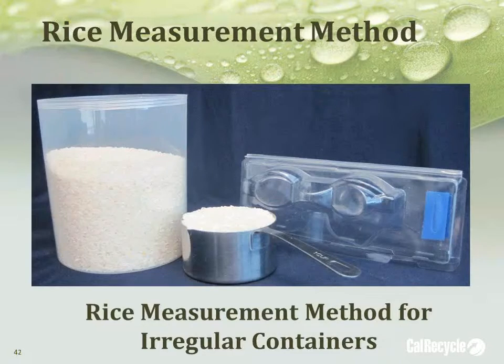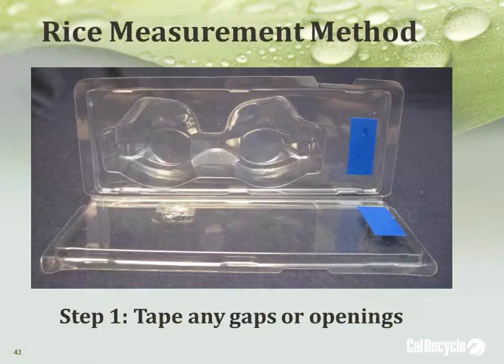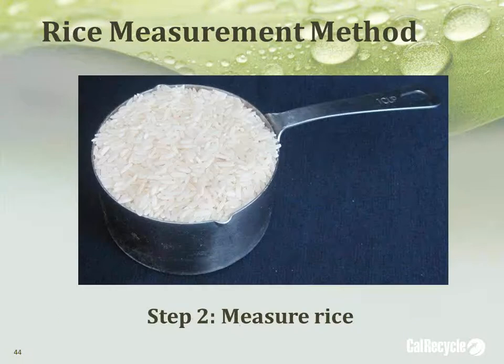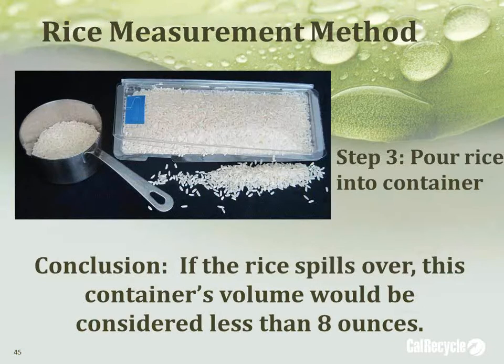Using the rice measurement technique, we are going to determine if this irregular shaped container meets the minimum volumetric capacity requirement. If necessary, tape any gaps or small openings that may allow rice to slip through. Next, measure 8 ounces of rice. Finally, pour the rice into the empty container and be sure to fill in all the crevices.